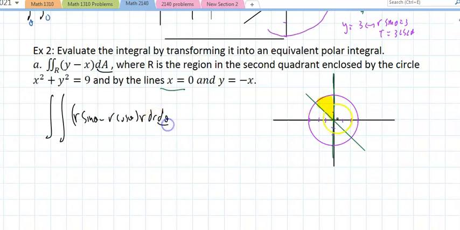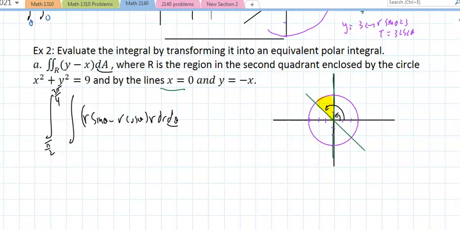Do you agree that theta runs from pi over 2 to 3 pi over 4, and r runs from 0 to 3? There it is. Nothing to it. Fairly simple. You could say that is r squared times the sine of theta minus cosine of theta dr d theta. Integrate with respect to r first, that's a constant, and proceed.